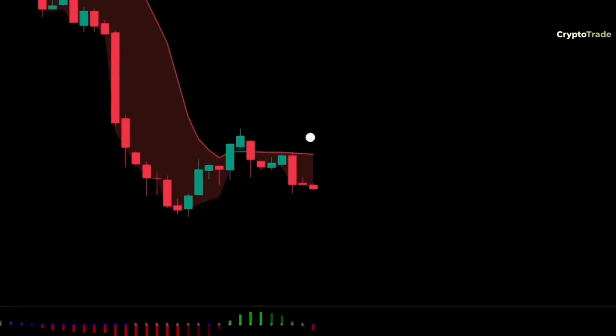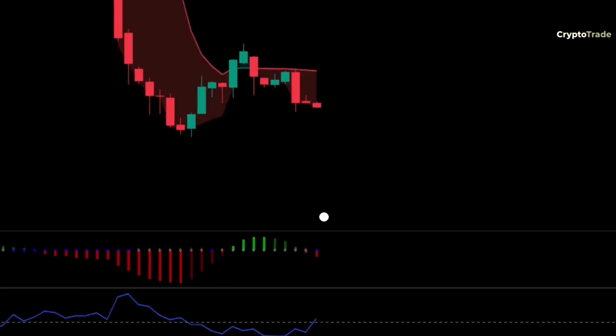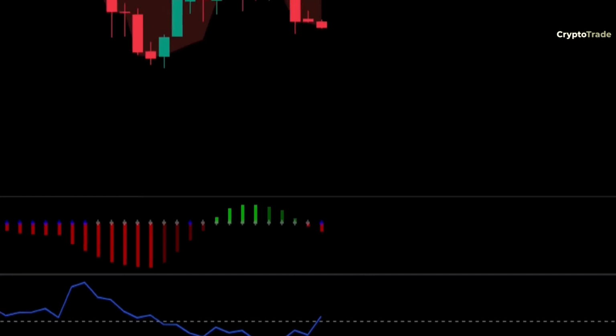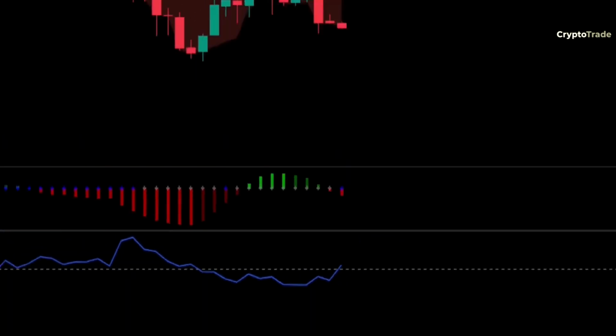For a sell order, the moving average converging line must be red. The candle must close below the red line. The Squeeze Momentum indicator must be red. The Volume Oscillator blue line must be above the zero line.